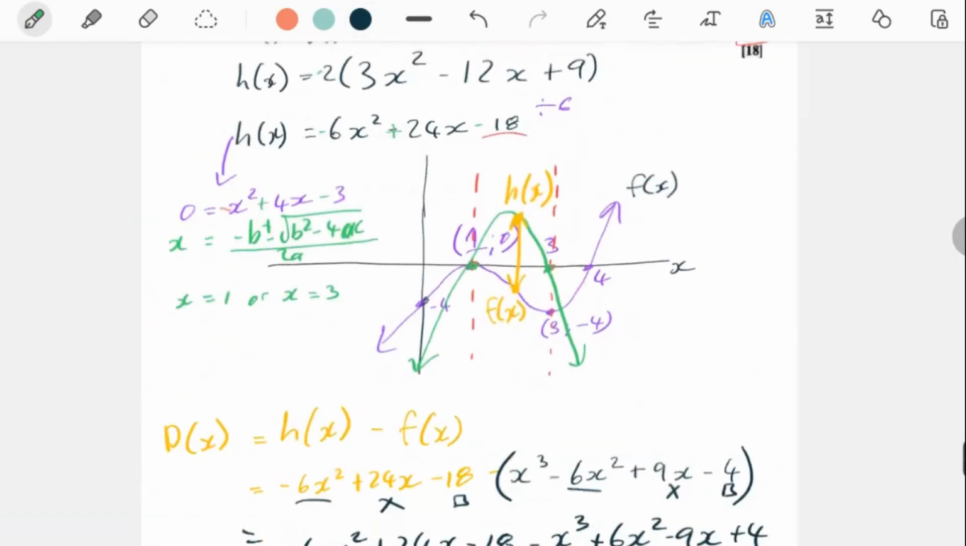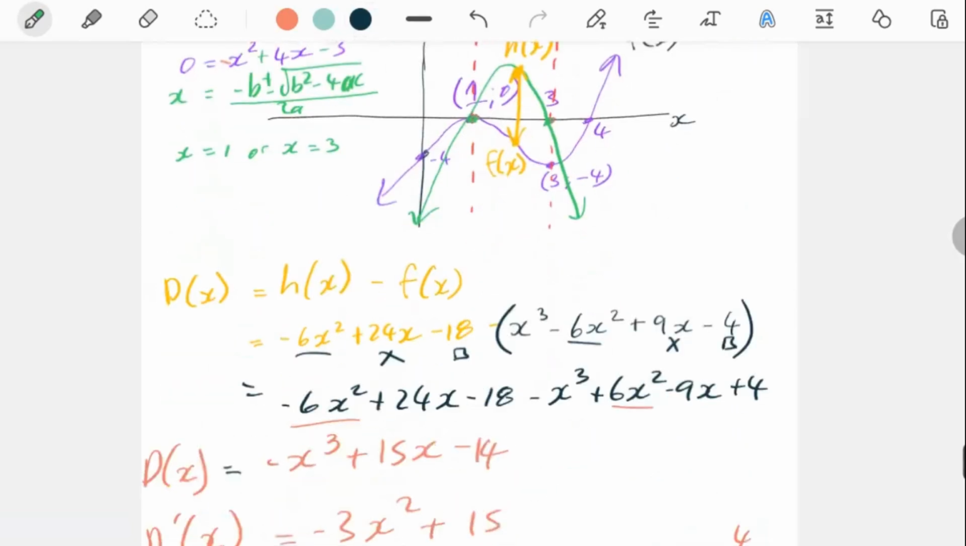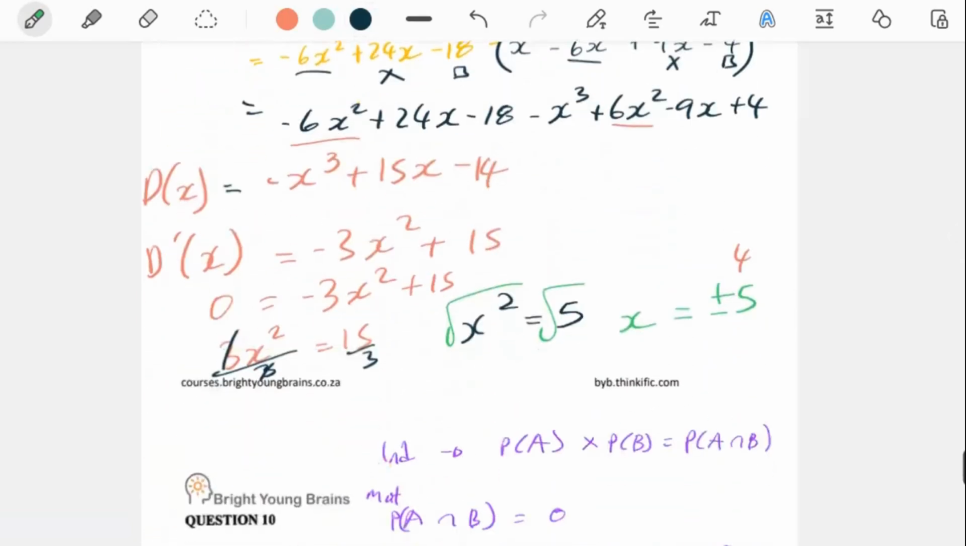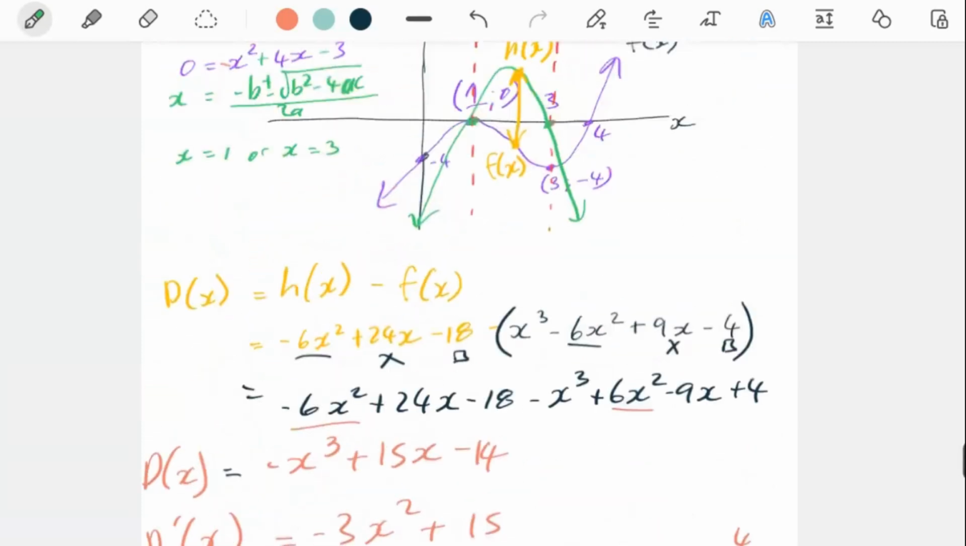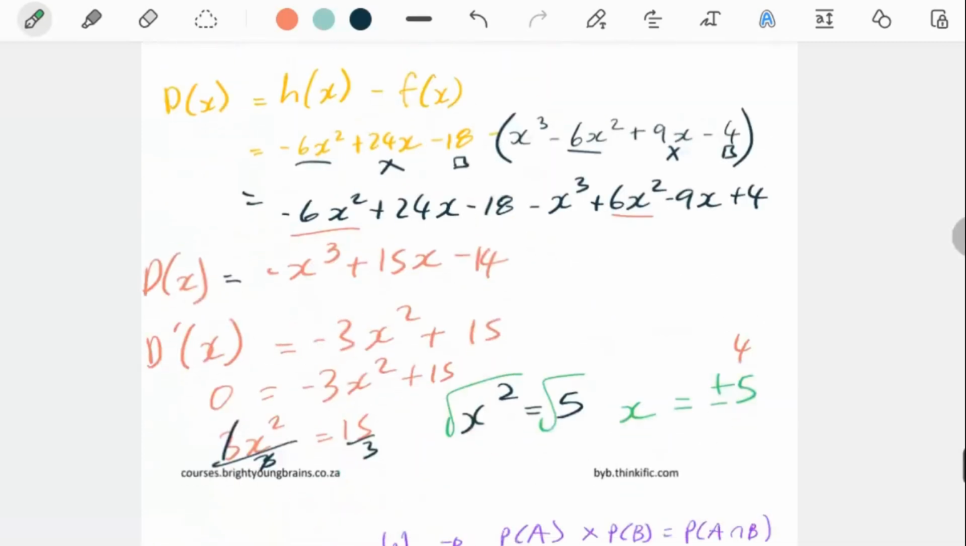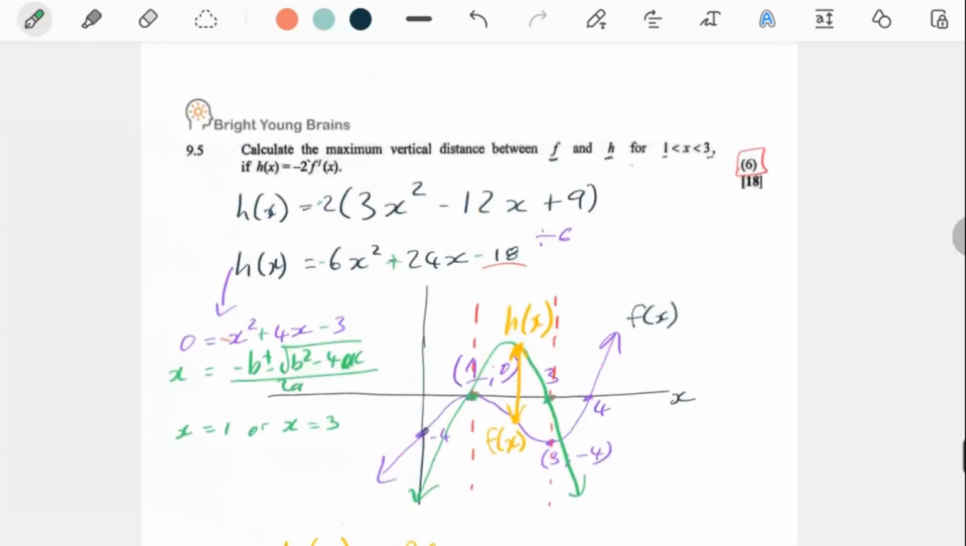So logically, that is not possible because, no, it is possible because square root of 5 is, if you check in your calculator, it's like 2 point something, you see. So obviously here we will need to be dealing with the positive square root of 5, you see. x is equal to the positive square root of 5. So that's the x value where you will have the maximum distance.